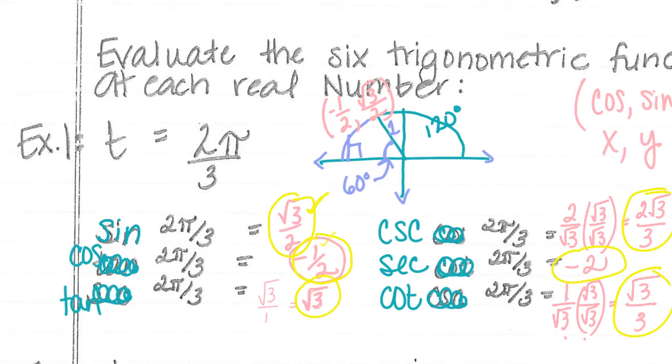Ooh, guess what I forgot? Naughty me. I forgot that this was a negative right here, which means that the tan and the cotan also are negative. So location, location, location is always important.